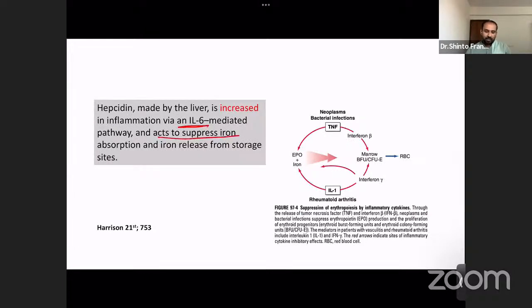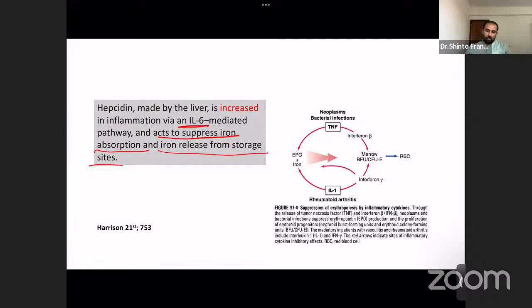It suppresses the iron absorption and iron release from the storage side. So iron is locked inside, and there is a decreased response to erythropoietin also. What we do in CKD is, the erythropoietin levels are already low because of the kidney failure, because erythropoietin comes from the kidneys, and there is a decreased response to erythropoietin. You can give doses of erythropoietin to stimulate that.